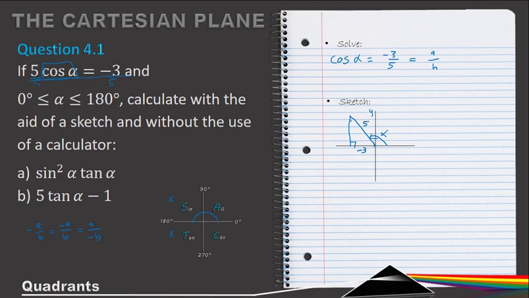So I need to find this opposite side. And once again, I'm going to use Pythagoras. r squared equals x squared plus y squared. So in this case, I need to find y. So y squared is equal to my long side r squared minus my other short side x squared. So y is equal to the square root of 5 squared minus -3 squared. And this is equal to, if we put that on the calculator.